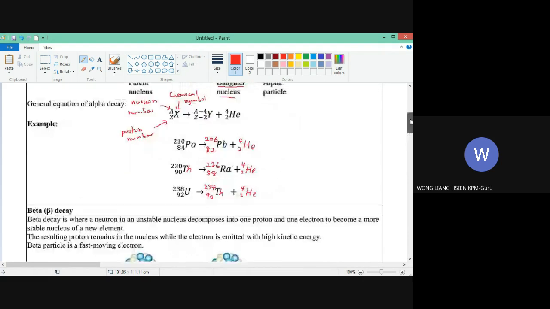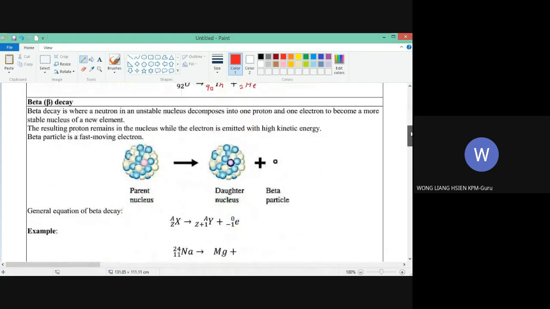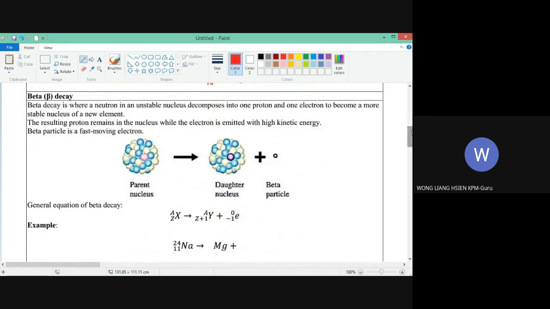Okay, so just now is alpha decay. So now we want to look at beta decay. So what is beta decay? Beta decay is where a neutron in an unstable nucleus decomposes into one proton and one electron to become a more stable nucleus of a different element. So the resulting proton remains in the nucleus while the electron is emitted with high kinetic energy. So beta particle is a fast moving electron.